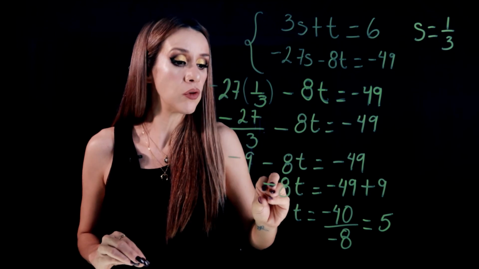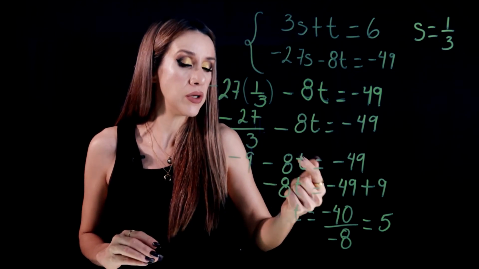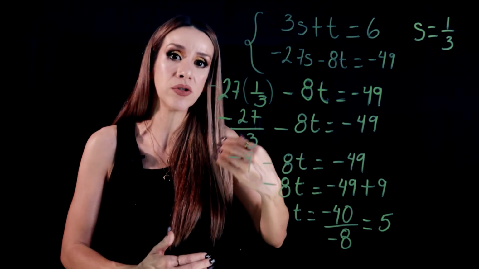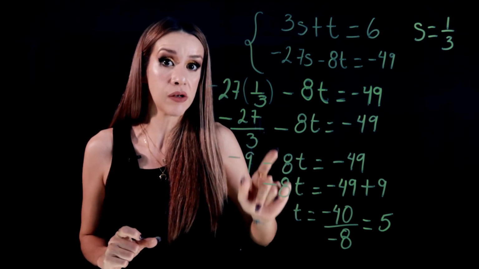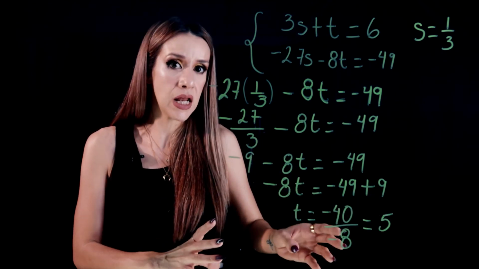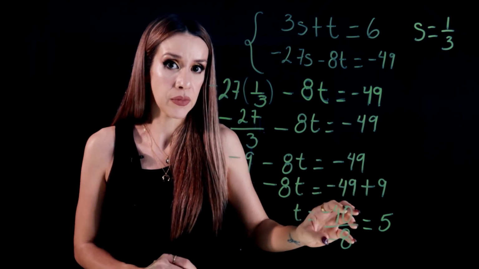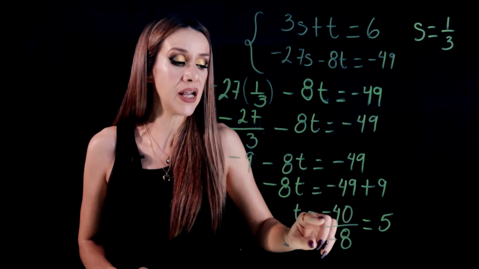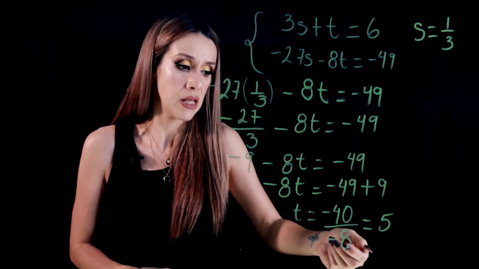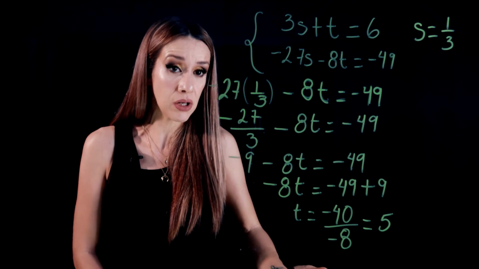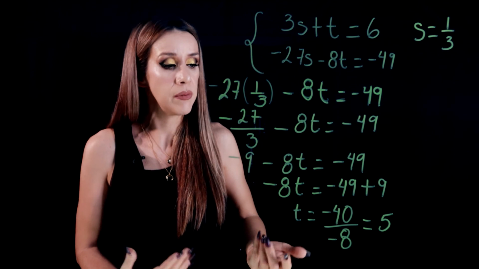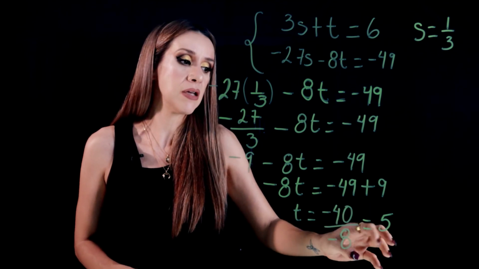For the last part, I'm going to change this negative 8 to the other side of the equation. In this side, this negative 8 is multiplying the t. That means that when you move it to the right side, it's going to pass dividing any element that you have in there. In this case, you have negative 40. Negative 40 is going to be divided by this negative 8. The result of that operation is 5. You know, negative over negative is positive. 40 over 8 is the same as 5.